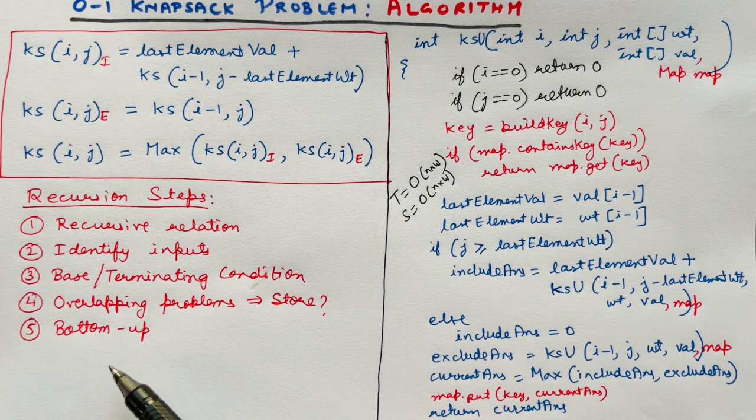The next step was thinking bottom-up. But why was the bottom-up approach required? What is the problem in the top-down dynamic programming approach? The problem is recursion. Every method call occupies some space in memory.